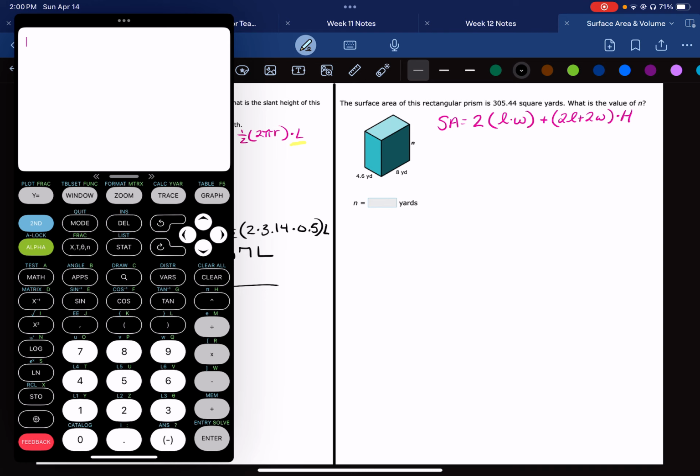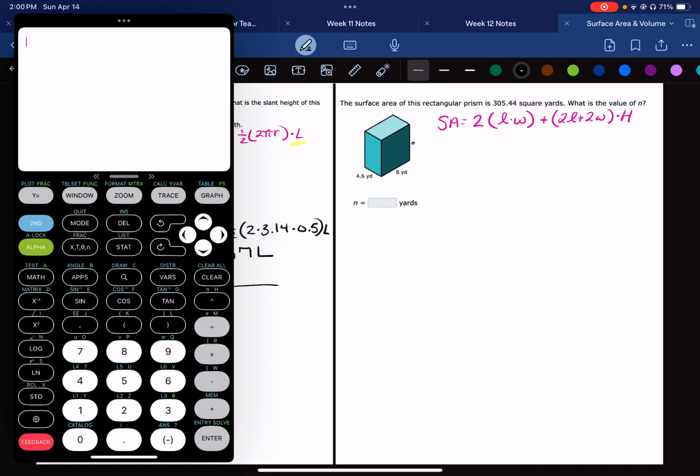This is the second video showing how to find unknown values in a three-dimensional figure, given either the surface area or the volume. This problem is dealing with a rectangular prism, and we are given that the surface area of this rectangular prism is 304.44 square yards, and we're asked to find the value of n in this problem.